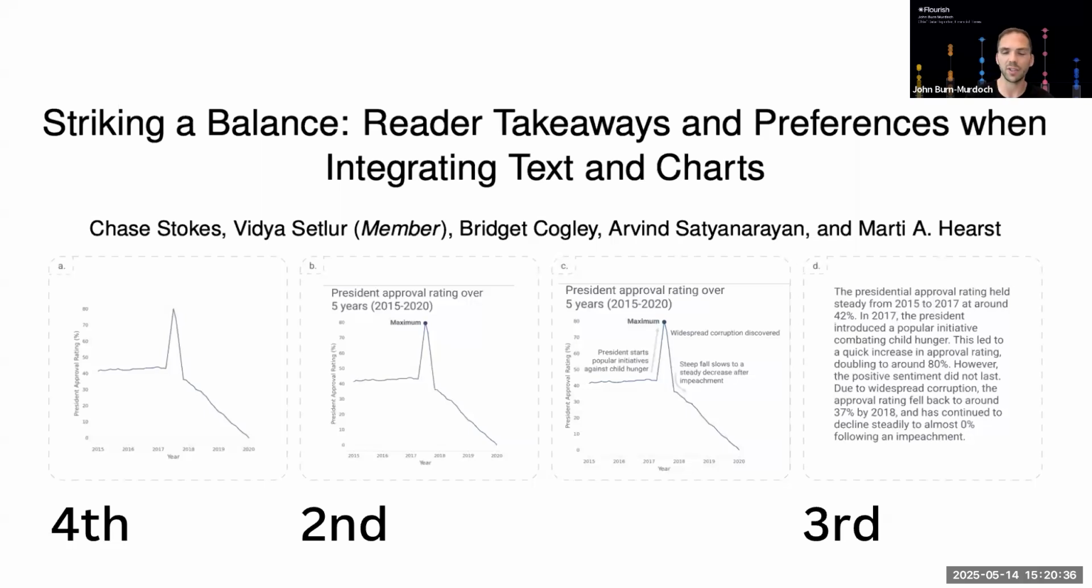And so that, again, just adding a little bit more text, telling people what they're looking at, telling people what is going on, was already preferred to the previous ones. And then the winner was this one with additional annotations, again, telling people, here's what you're looking at. When you see this line spike upwards, that was because the president started some popular initiatives against child hunger. And when you see the steep decline, that was because there was then impeachment and a steady decrease in approval.